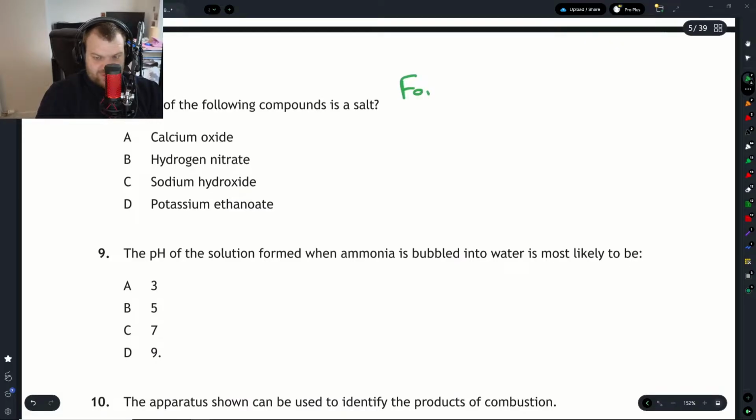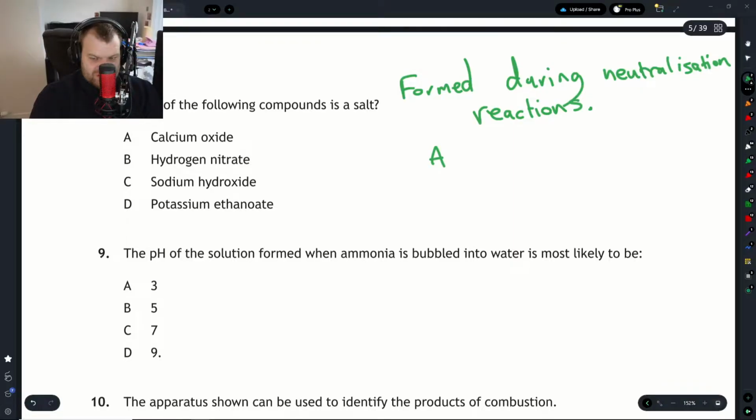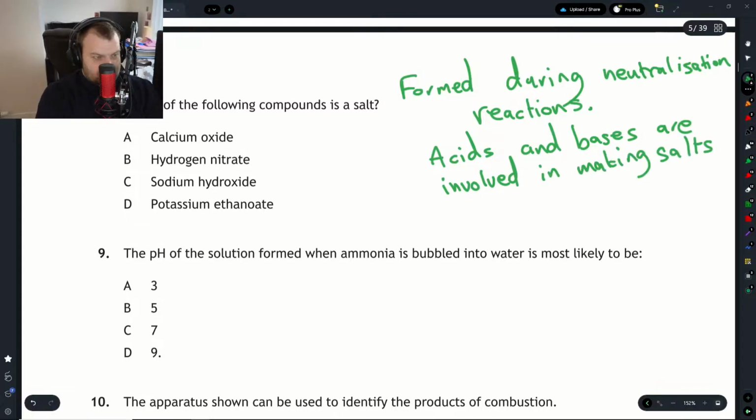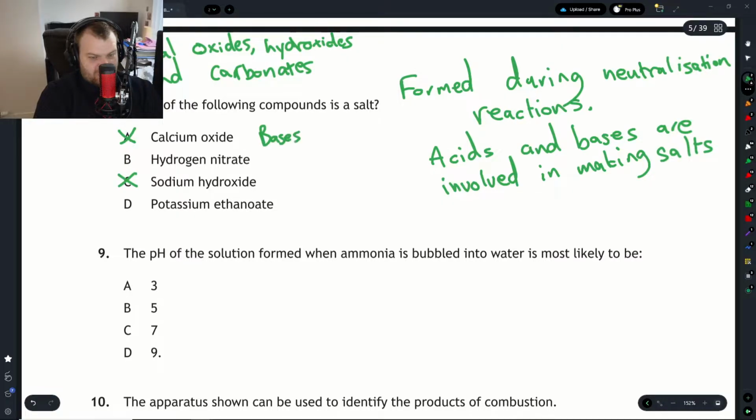Dealing with salts, salts are formed during neutralization reactions. What will happen for a lot of these questions is they'll play off the fact that acids and bases are involved in making a salt. It doesn't mean that they will be the salt itself. A couple pieces of information. First thing, bases will tend to be metal oxides, hydroxides, and carbonates. That can rule out A and C because they're bases, which is not what we're talking about.